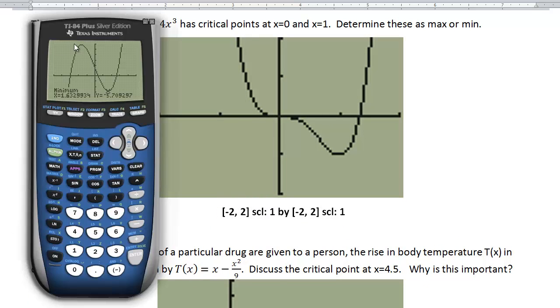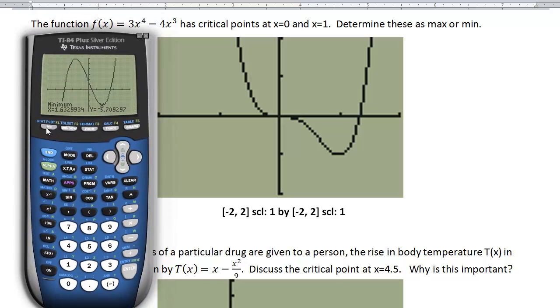So this one will graph. Pull this up, go to y equals, we'll clear that out. So I want 3x raised to the fourth, minus 4x cubed.